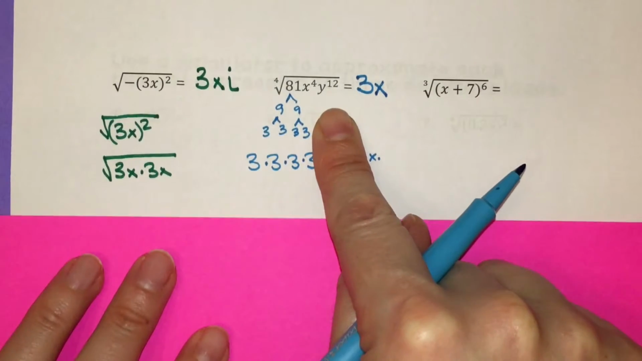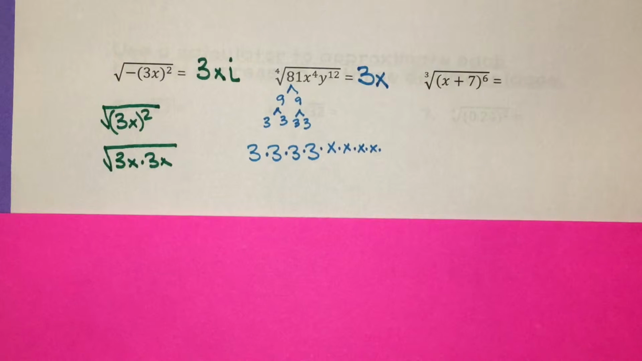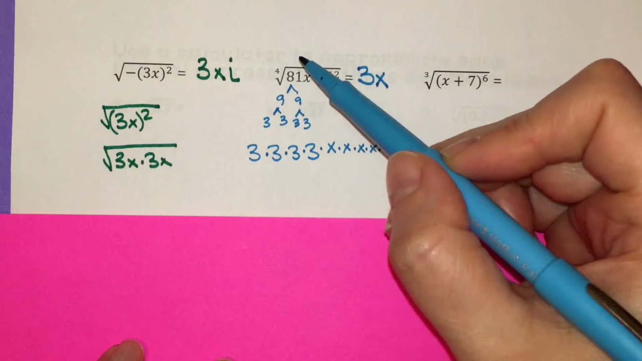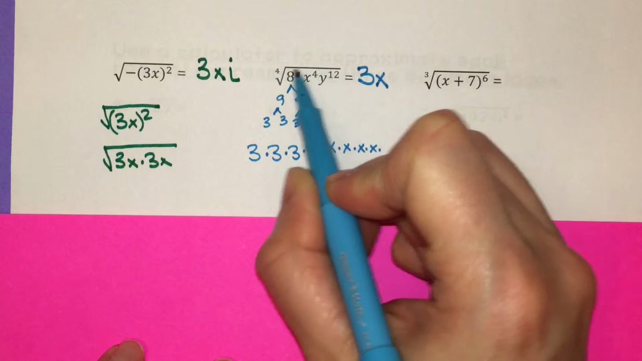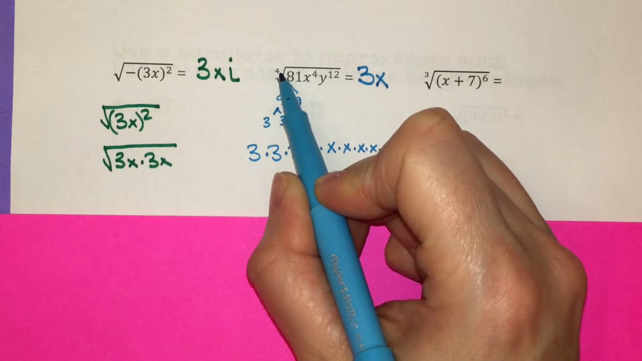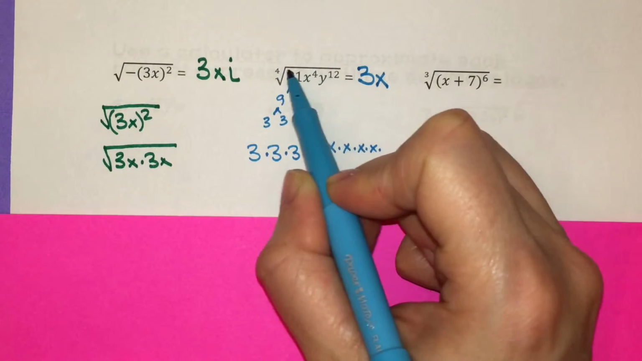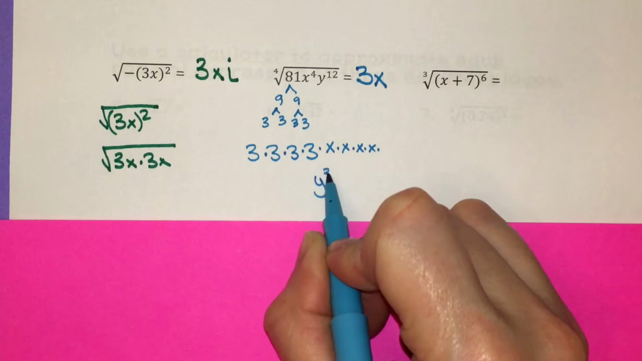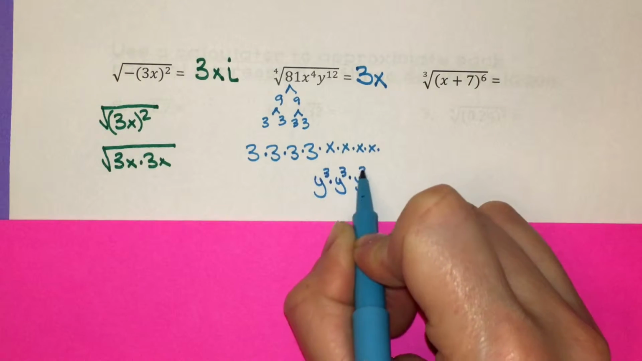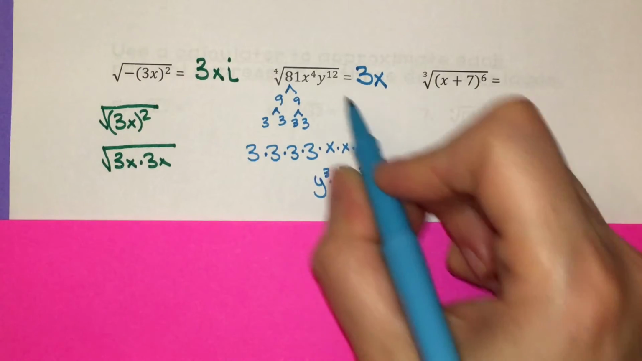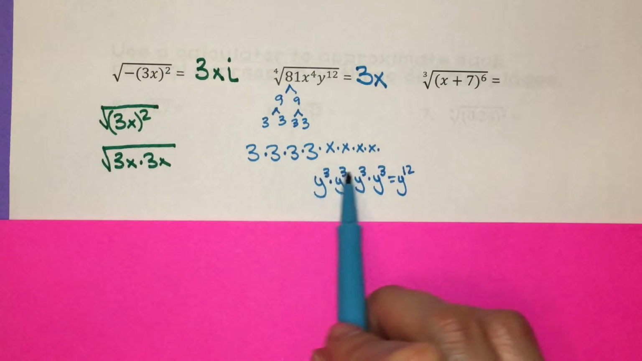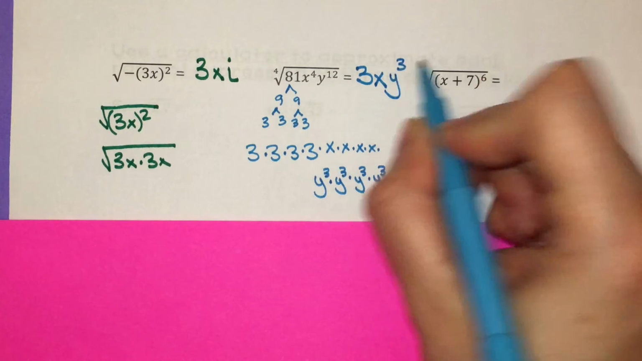y to the 12th is slightly different. You might be able to visualize what you can multiply by itself 4 times, but here's the little trick. If it's an exponent underneath, you can always take that exponent and divide it by your root out here. So 12 divided by 4 gives me 3. That tells me that y to the 3rd multiplied by itself 4 times would equal my y to the 12th that's underneath. So that means y to the 3rd is what I can pull out.